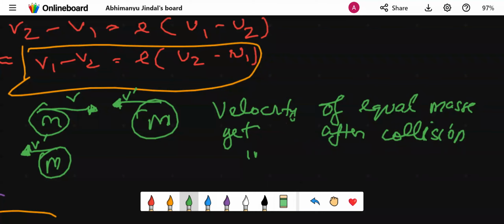The velocities get interchanged along with direction. Even the direction of the velocity of the other particle is transferred to this one. So let's say m was moving with v dash. The other m now moves with v dash in the same direction, that is the direction of the previous m. So direction also gets transferred.